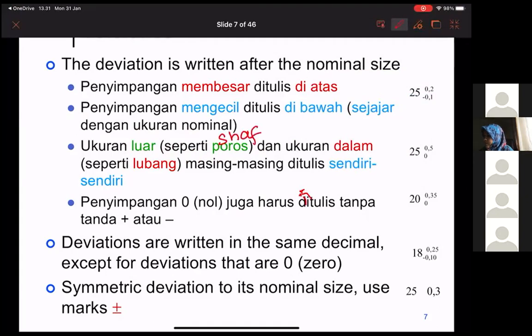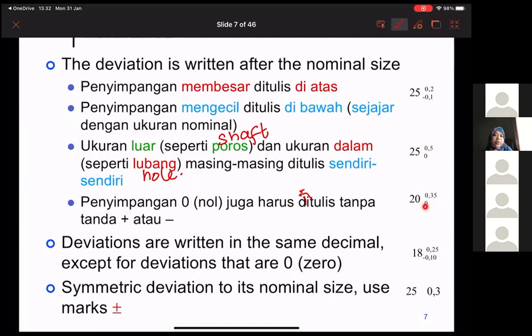So this is called shaft, and this one is called hole. For the part like shaft and hole, we write it individually like this. And if we have deviation 0, we also need to put 0. For example, this is 20 millimeters, with the upper deviation 0.35 allowable, and the lower one 0.